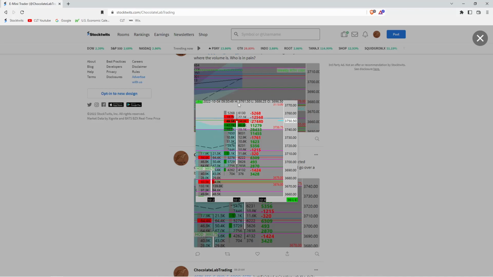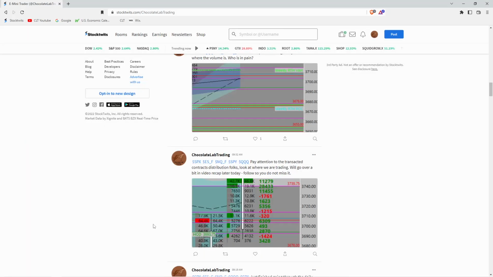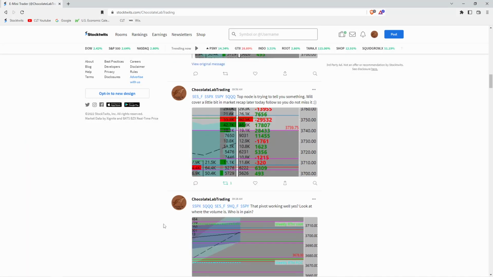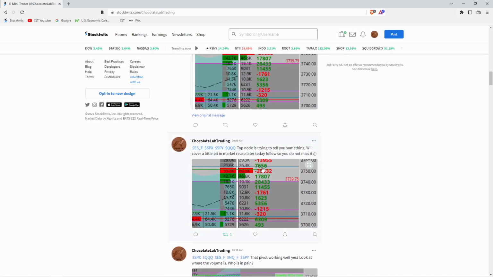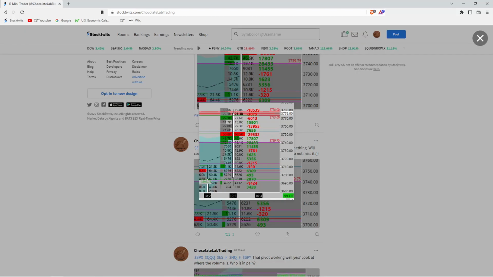So now that we're trading above this P-shaped, we're going to want to see a whole bunch of volume build out higher. So we continue higher, and we're going to want to see even bigger nodes than these here. Big enough nodes that make these nodes look like small nodes, like these, right? So that we know the majority of volume is on our side up here, and we could trade it down. And that's what happened, and a few of us in the room caught a nice short. Alright, top node is trying to tell you something. We'll cover a bit in market recap. So yeah, I spoke about this soon.